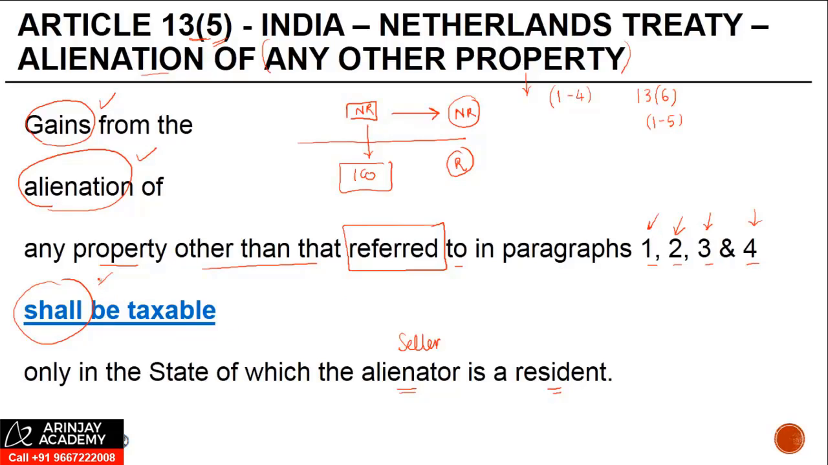Now the word used is shall, which means it's mandatory, only in the state of which the alienator is a resident. So if the alienator, this non-resident, is a resident of country X, the right to tax capital gain arising from transfer of such assets will be exclusively with X, country X, right? Let us see some of the assets which might be covered here.